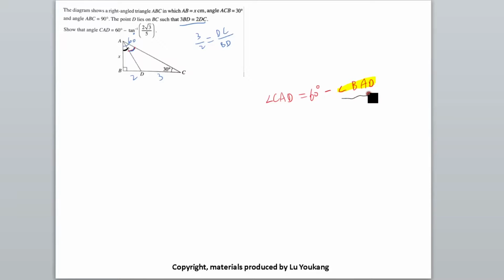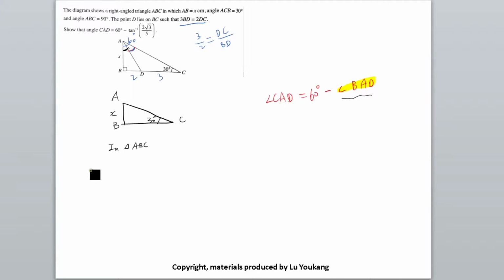Okay? So don't care about the question that asks us to show. Let's find what is angle BAD first. And let's see how we can find angle BAD. So now let me extract the triangle ABC out first. So I have already extracted this triangle ABC out with AB equal to x.